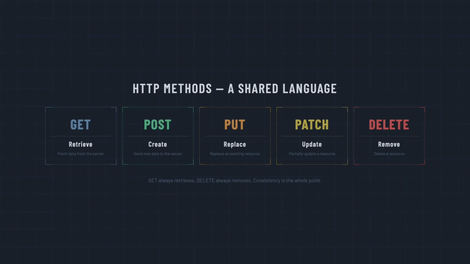Imagine we are building a movie watchlist application. What are the resources? Movie, user, reviews, watchlist. Each of these resources gets its own unique URL. The URL identifies what we are working with. The HTTP method identifies what we want to do with it.